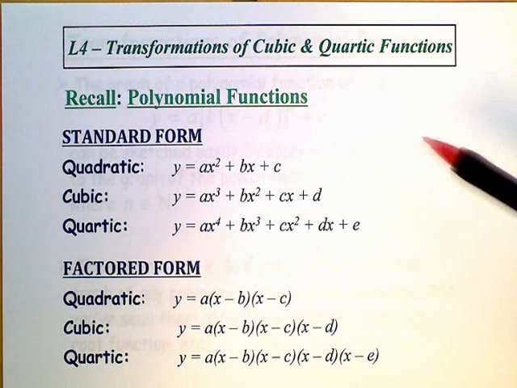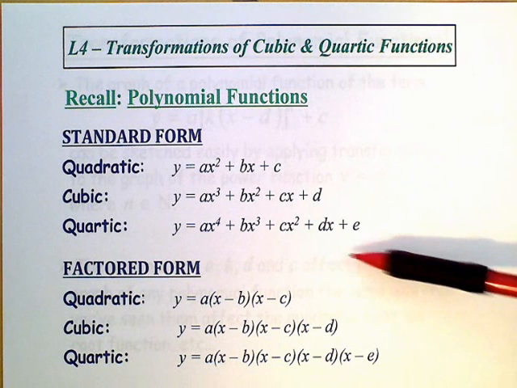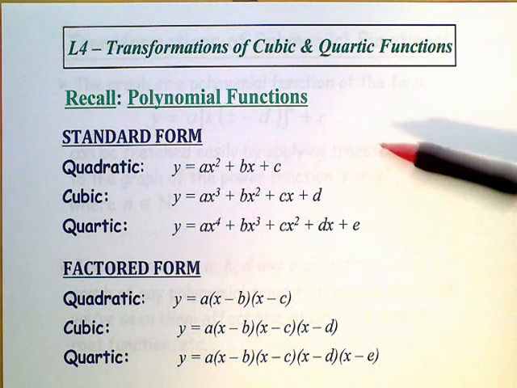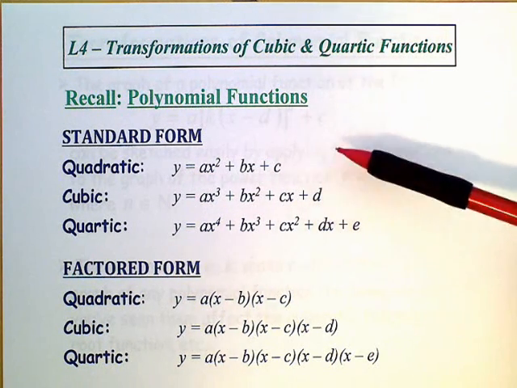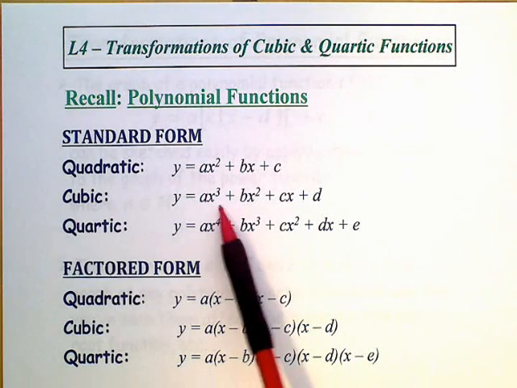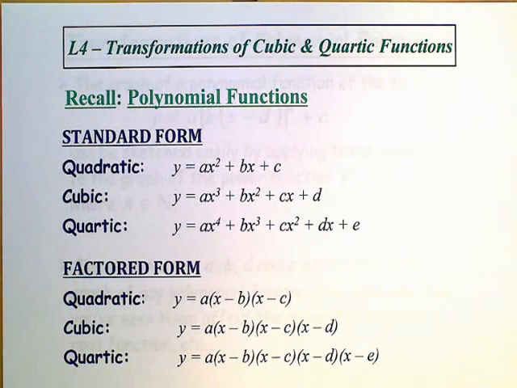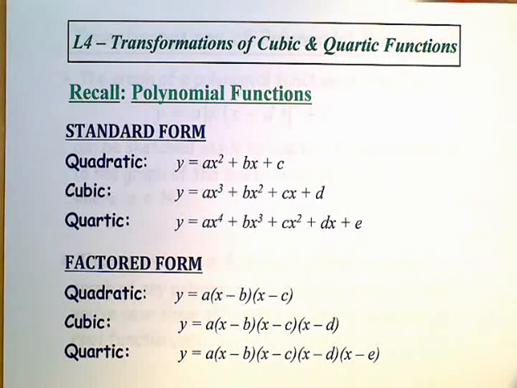So just as a quick recall, we looked at how the equations would look if they're in standard form. Depending on which function you're looking at, the highest term would either be quadratic, or cubic, or quartic. In factored form, quadratic functions have 2 factors, cubic functions have 3 factors, and quartic functions have 4 different factors. So we'll see what they look like once you write them in transformed form instead.